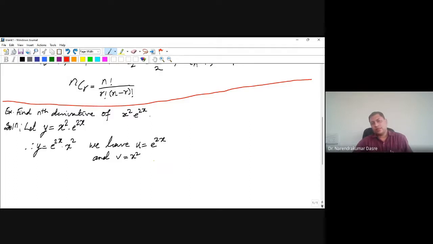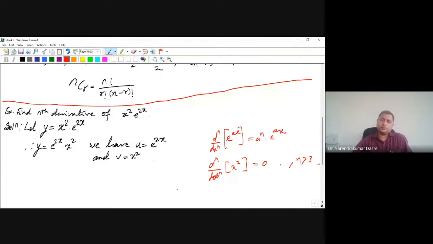And here we have the exponential function. What is the nth derivative of the exponential function that we have proved? It is a raised to n into e raised to ax. But what is the nth derivative of x square? It is going to be zero for n greater than 2. The first derivative is 2x, the second derivative is 2, but the third derivative will be 0. So it is strictly greater than 2, or greater than or equal to 3. So if n is greater than or equal to 3, its derivative is going to be 0. So this function has the vanishing derivative, and that's why we have chosen this as v and this as u.